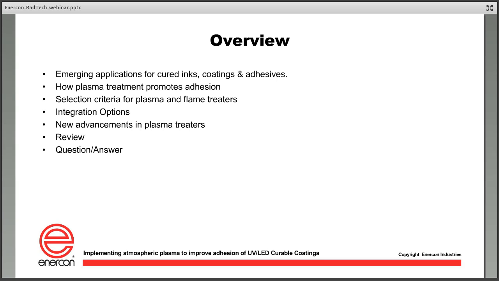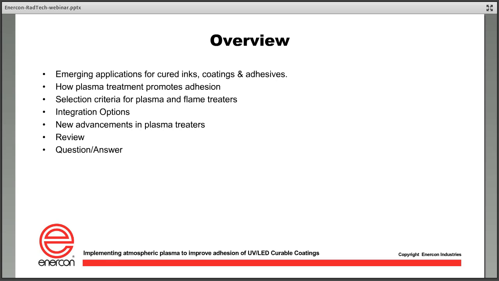I'm going to start with just going through some emerging applications for UV LED cured inks, coatings, and adhesives. We're going to specifically focus on coatings, but of course inks and adhesives are in that same family when we're working with curing as well as looking for better adhesion to the surface of a substrate.